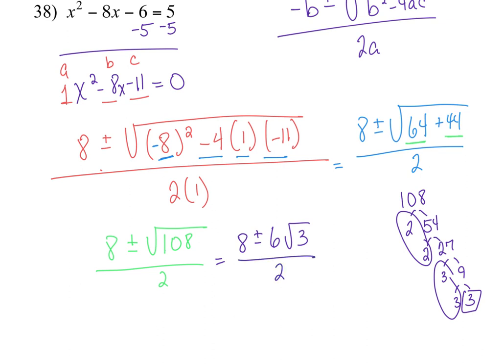And remember, the only way to reduce is every outside number can be divided by the same thing. Can every outside number be divided by something? Yes, they can all be divided by 2. So I'm going to divide this 8 by 2, this 6 by 2, and this 2 by 2. So I have a 4 plus or minus 3 square root of 3 over 1.